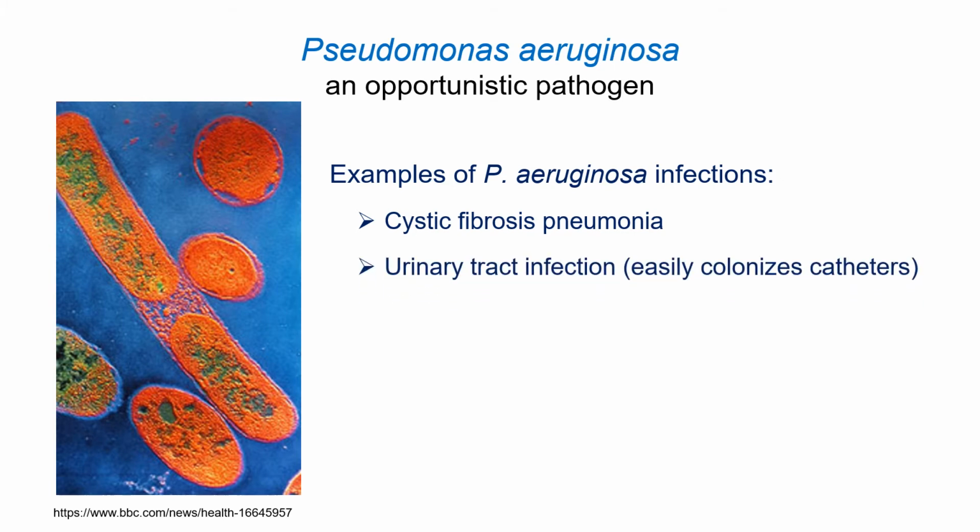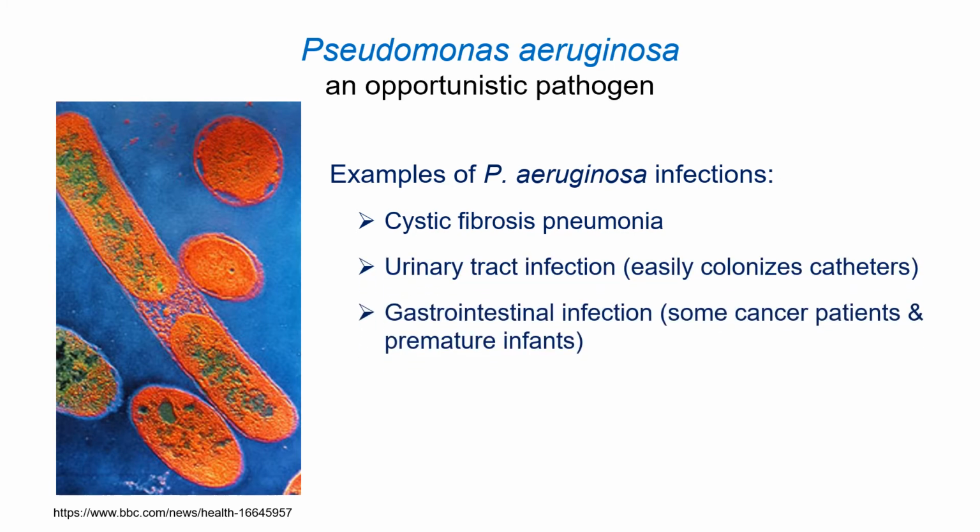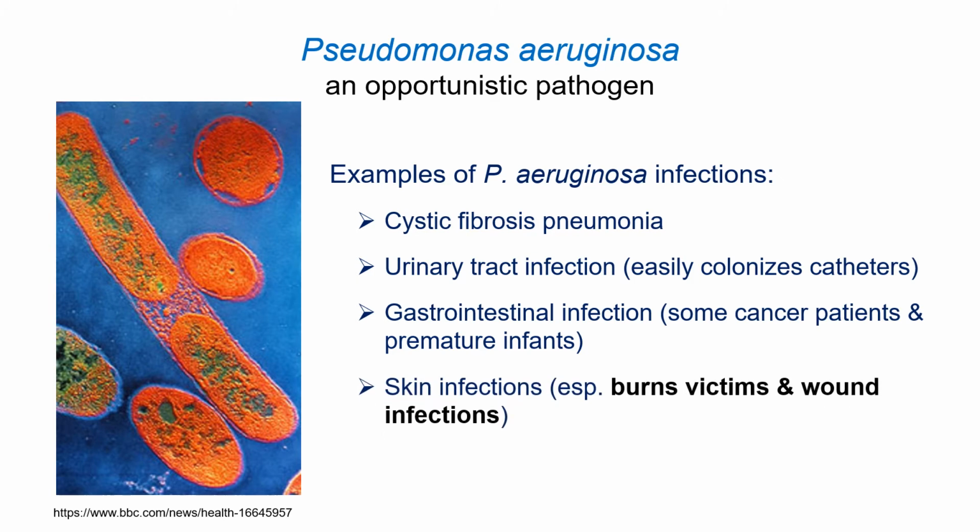Urinary tract infections. Gastrointestinal infections, you can see in some cancer patients and premature infants. Again, people with immune systems that aren't fully functional. Like I said, this is a very good opportunistic infection. Skin infections, so I mentioned burn infections, also wound infections.